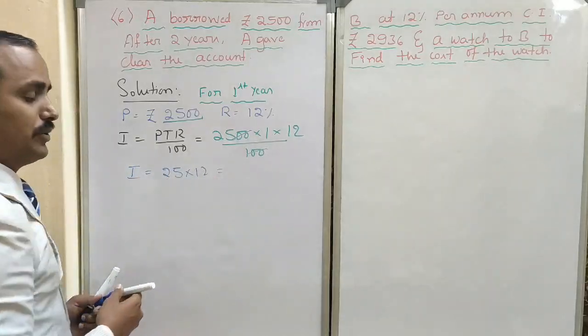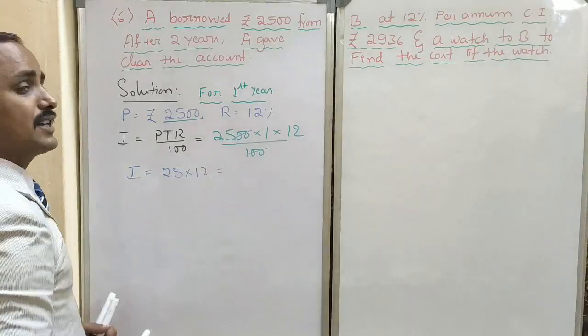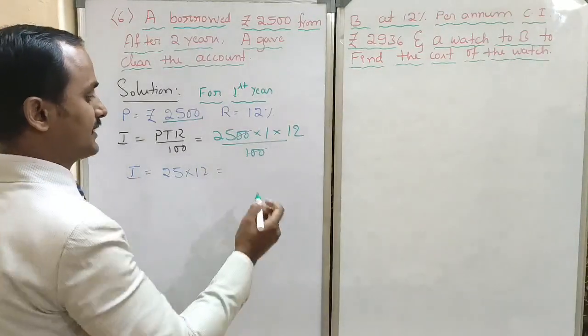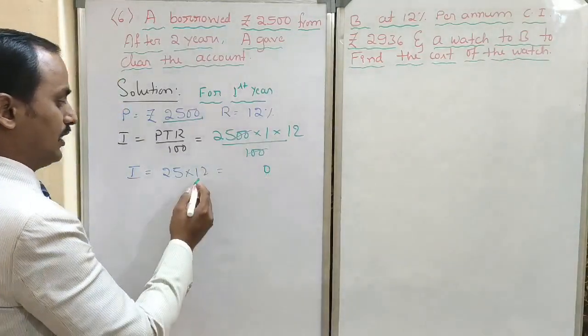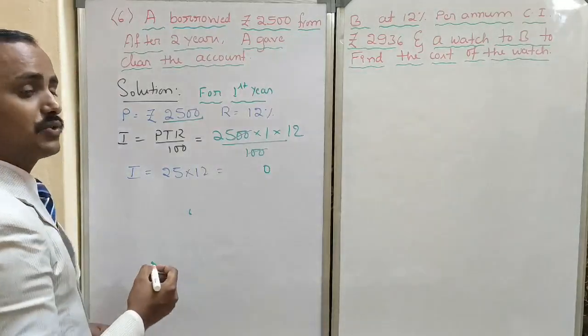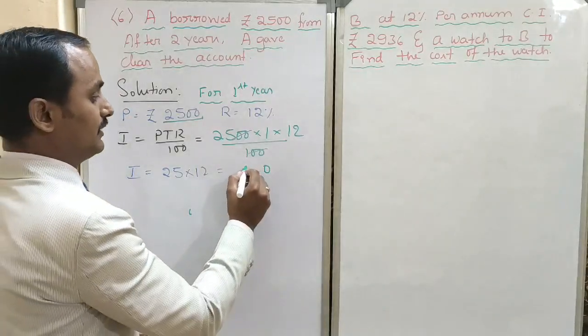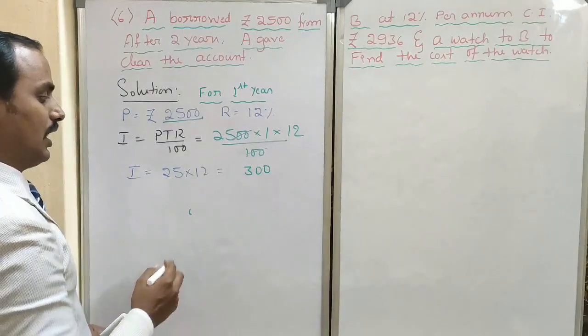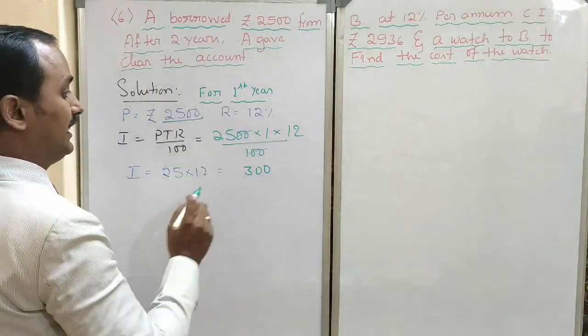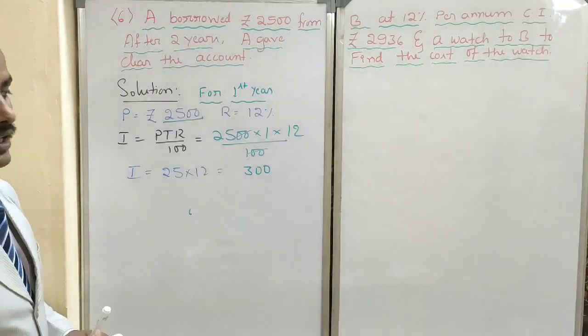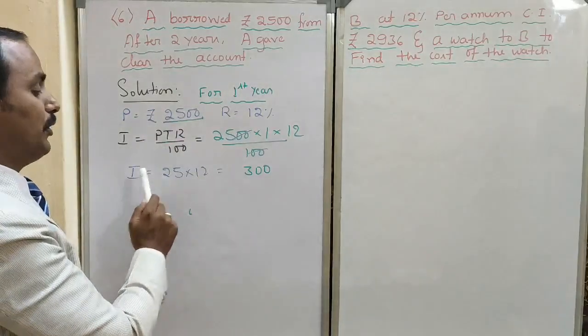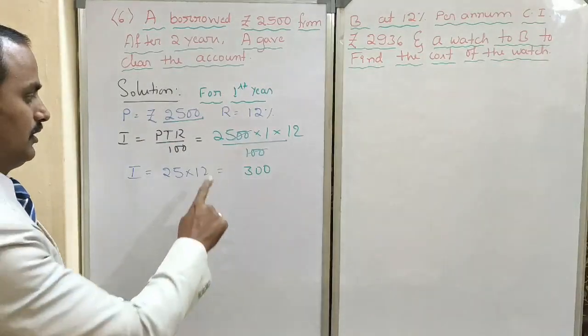That multiplication, how much will come? 12 5s are 60, 0, 6 carry. 12 2s are 24, 24 plus 6 is 30. Understanding? It became 300 rupees interest, dear children. For first year, the compound interest is 300.